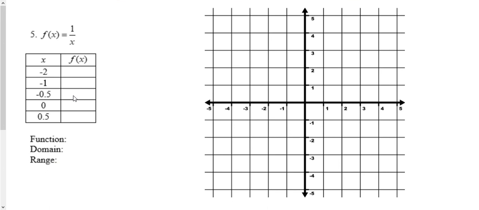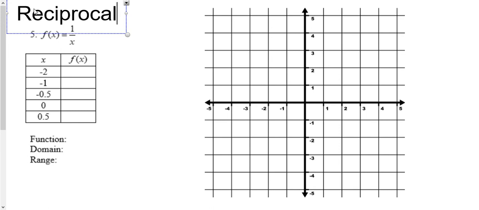In example number 5, this is what we call a reciprocal function, or sometimes this could just be clumped in with a rational function. Reciprocal, or sometimes it's called a rational function. It's one or the other name, and both are interchangeable basically.